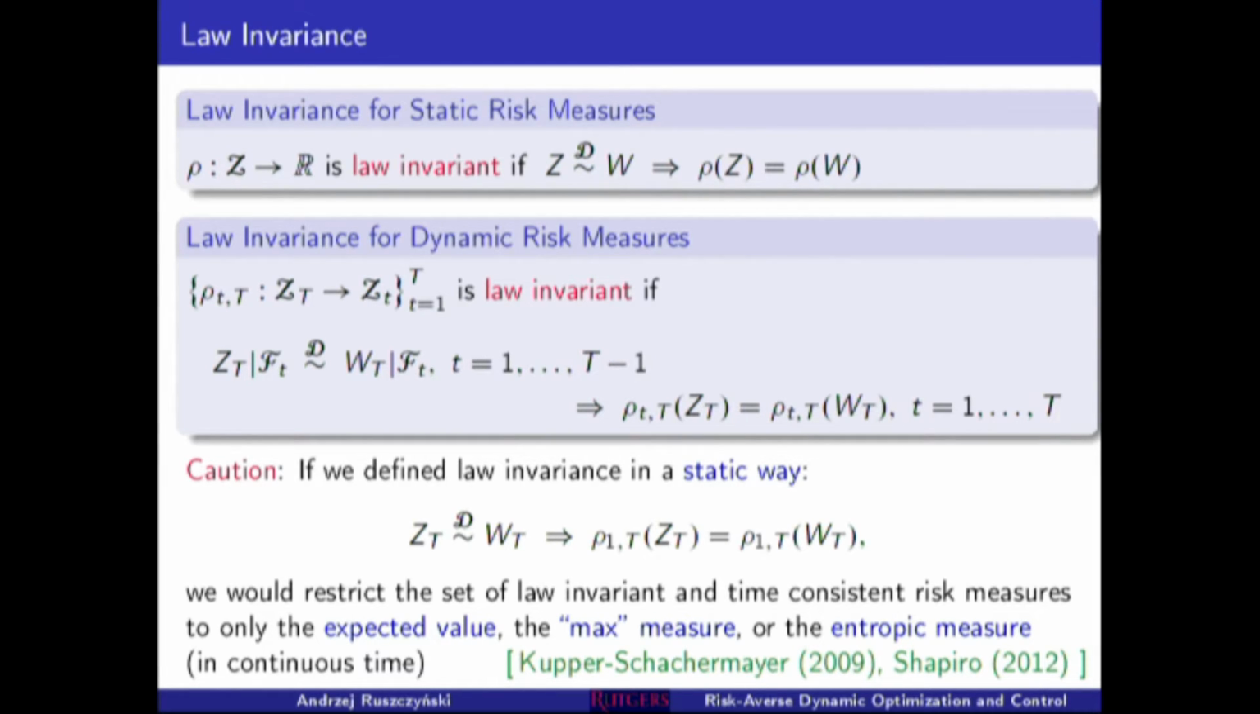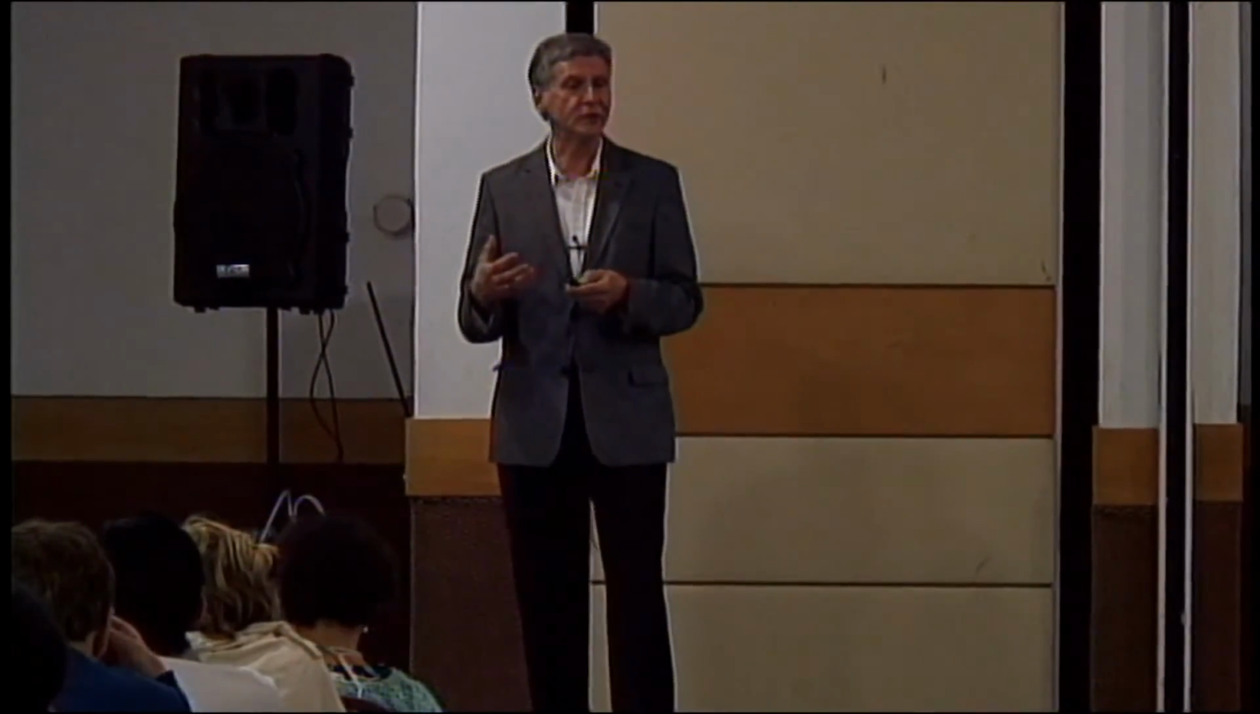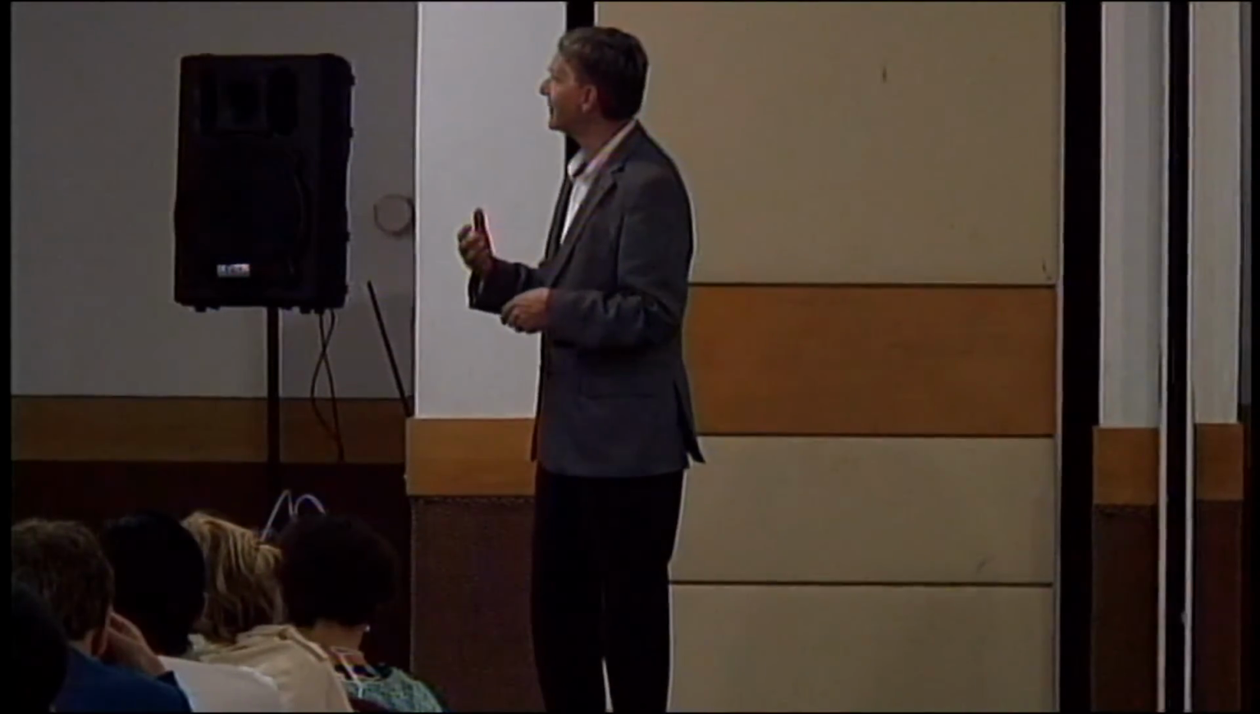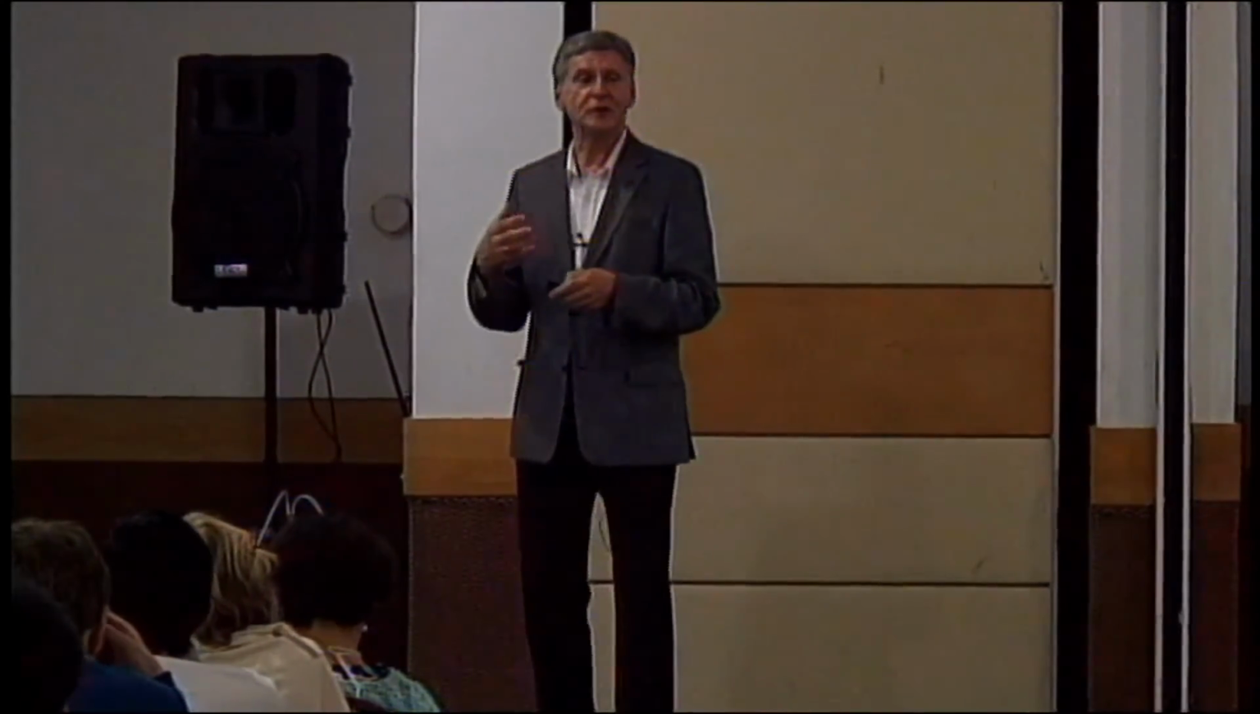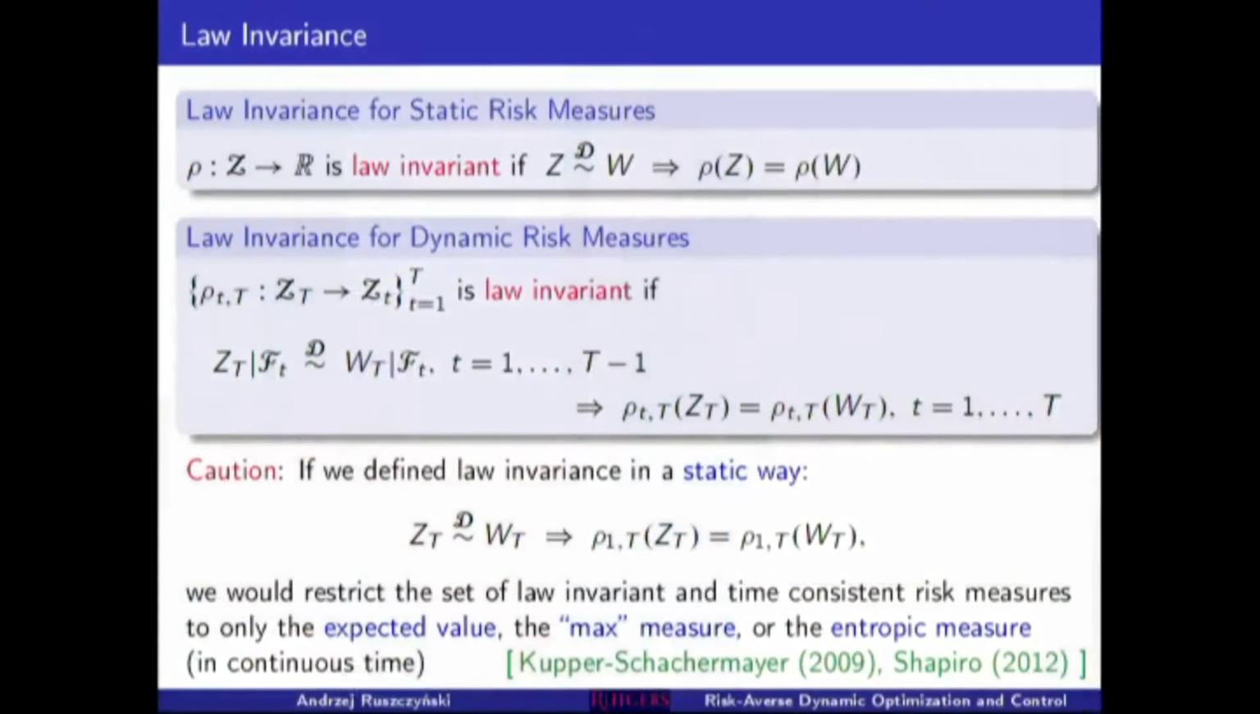Okay? Now, in the dynamic case, if you wanted to talk about law invariance, we have to go back to the first transparency and remember that our intention is to make decisions as we go on. So we are interested actually not only in the distribution of a random variable, but actually in all conditional distributions. So, for instance, I propose to think about law invariance in the dynamic case with respect to conditional distributions.